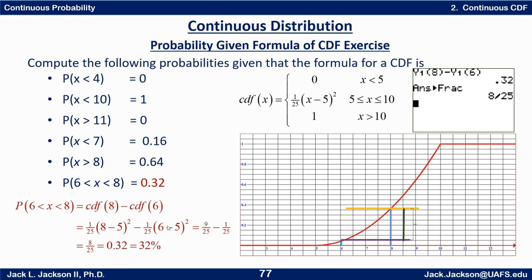8 minus 5 is 3, squared is 9, so this is 9/25. 6 minus 5 is 1, squared is 1, times this is 1/25. 9/25 minus 1/25 is 8/25, or 0.32. You can do it on the calculator as just y1 of 8 minus y1 of 6, which is 0.32, and if you want to change that to a fraction, you can. Change to a fraction is just Math, and then Enter.